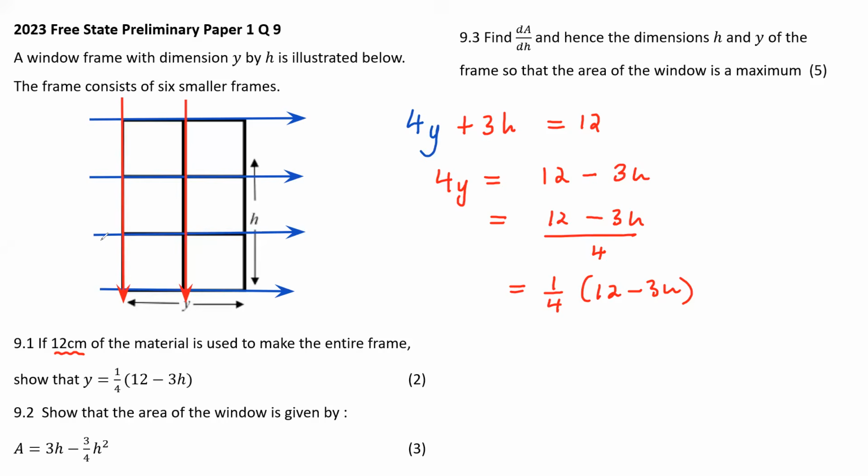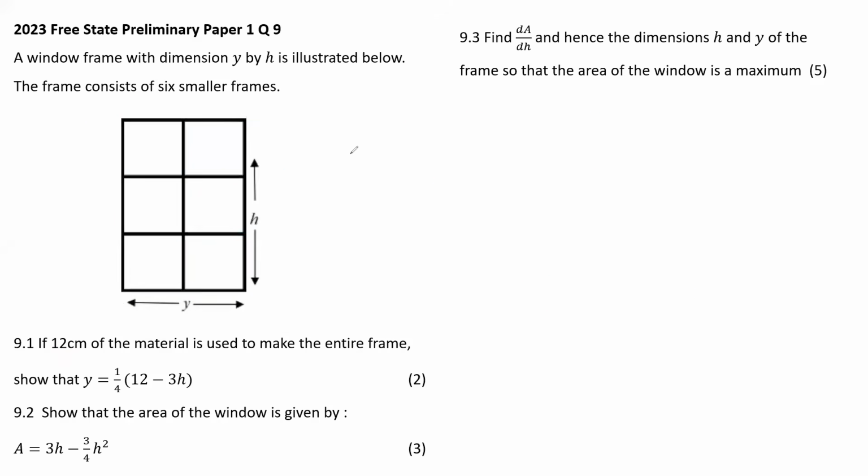The next one says, show that the area of the window is given by this. Area is length times breadth. This is just a typical rectangle: Y times H. Notice that your area is given in terms of H everywhere. And in the previous question, I know what Y is in terms of H. Y in terms of H is a quarter of 12 minus 3H. But all this is multiplied by H. Then you can play around with maths.